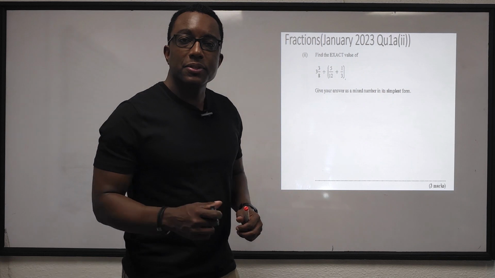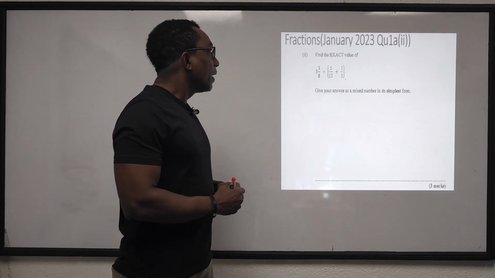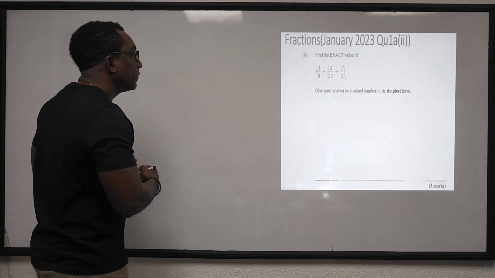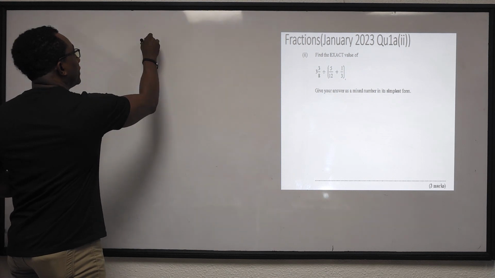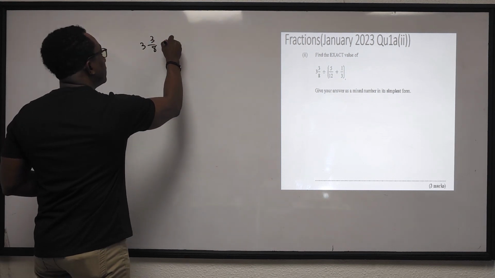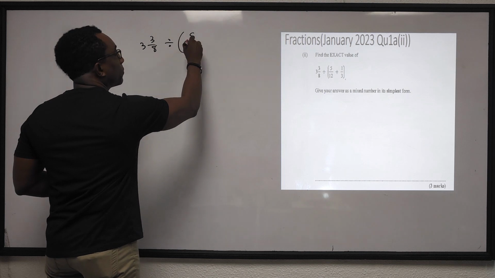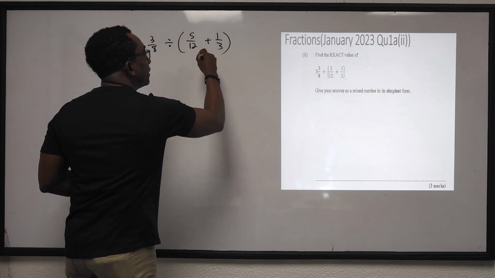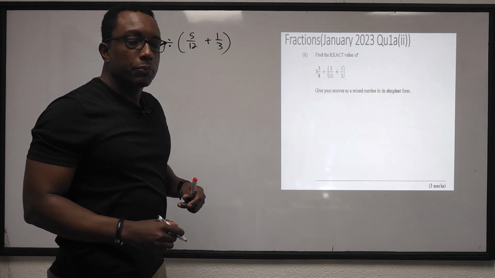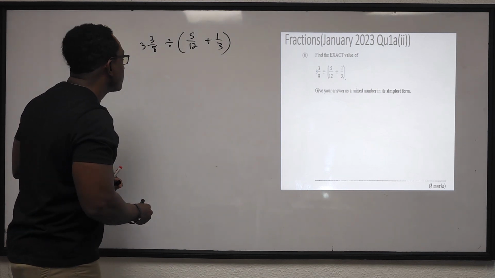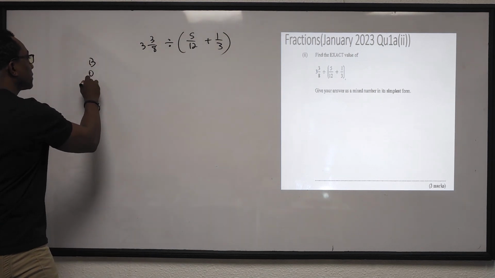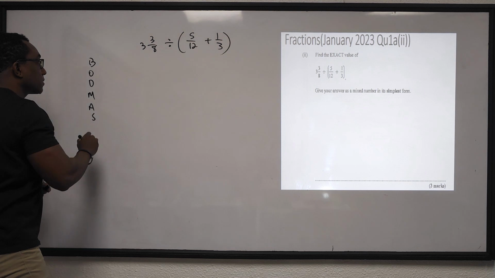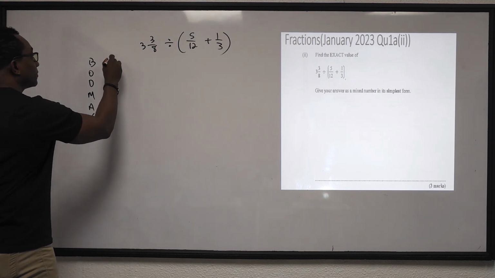So today we're going to start with fractions. So we have here 3 and 3/8 divided by 5 over 12 plus a third. Of course, to treat with this, we are going to apply the rules of BODMAS. So BODMAS, some of us say PEMDAS.